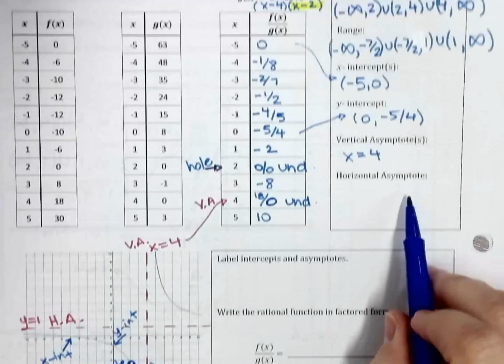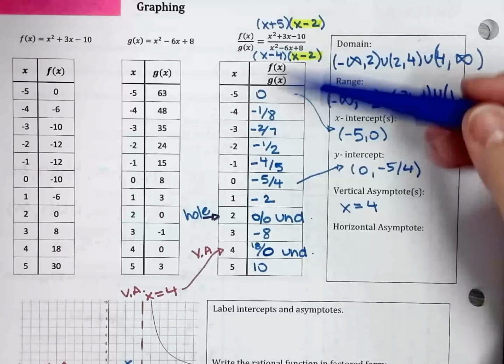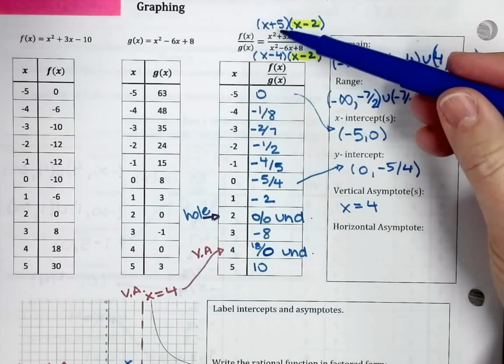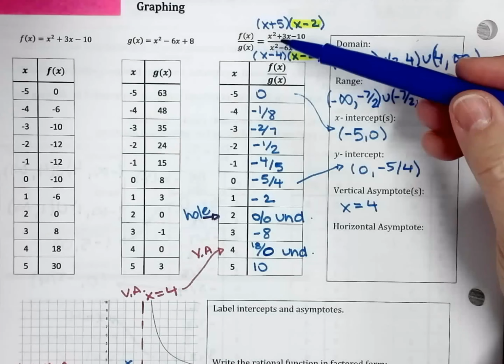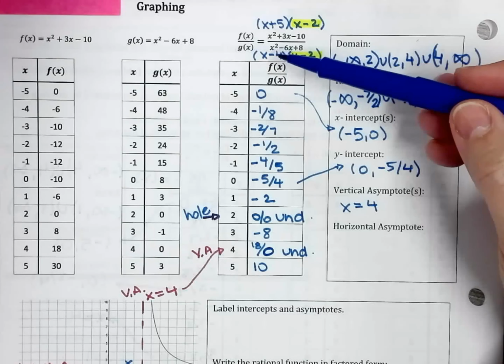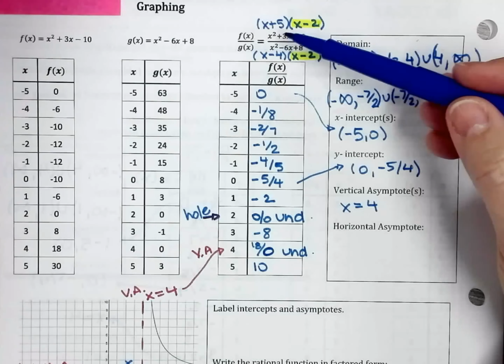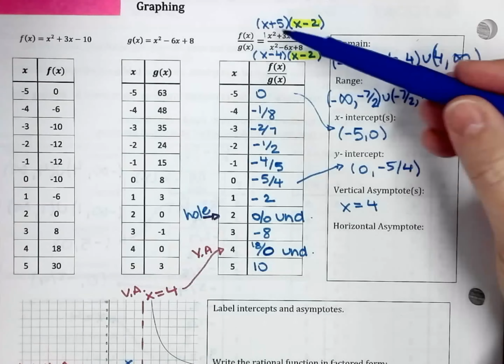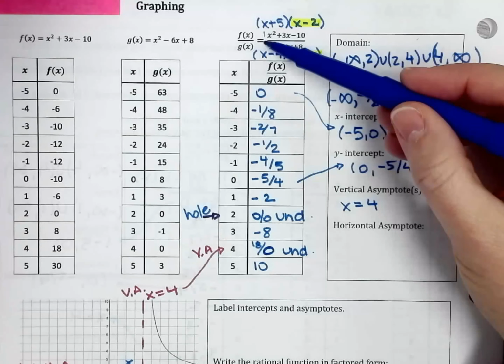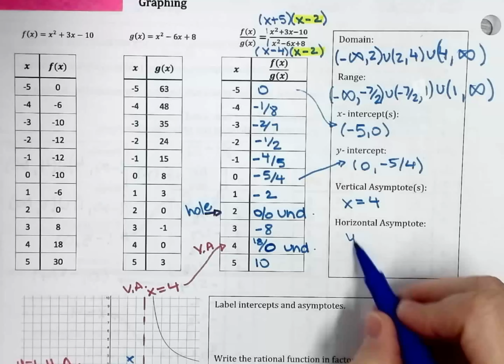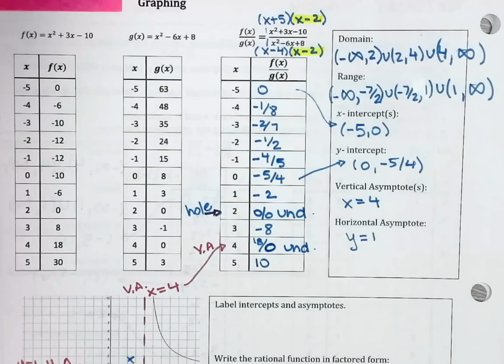And the horizontal asymptote, when I compare the degrees, they are both of degree 2, so same degree from the previous page. Same degree, I have to divide the leading coefficients. The leading coefficient for the numerator is 1. The leading coefficient for the denominator is also 1. 1 divided by 1, that gives me the horizontal asymptote equals 1.